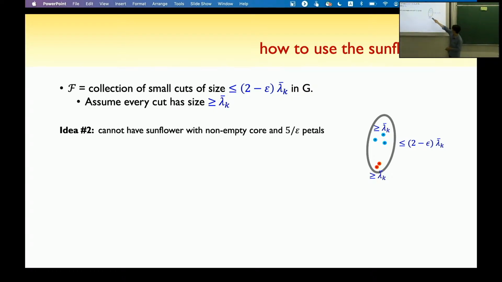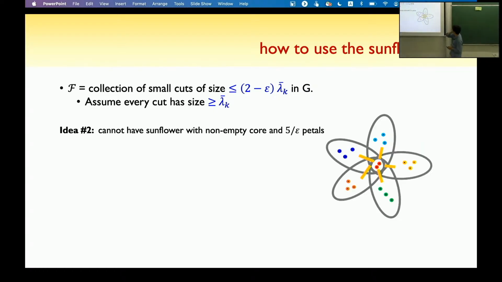The red part is the core, and the blue part is the petal, and both are non-empty. So if you look at the boundary of each part, the red part and the blue part, their boundary size is at least lambda k bar because of the assumption. But if you combine these two sets, then we know the whole set is coming from a small cut, so its boundary is slightly less than 2 times lambda k bar, which means that there is some non-trivial number of edges going between these two sets, the core and the petal. Okay, so this is an easy consequence.